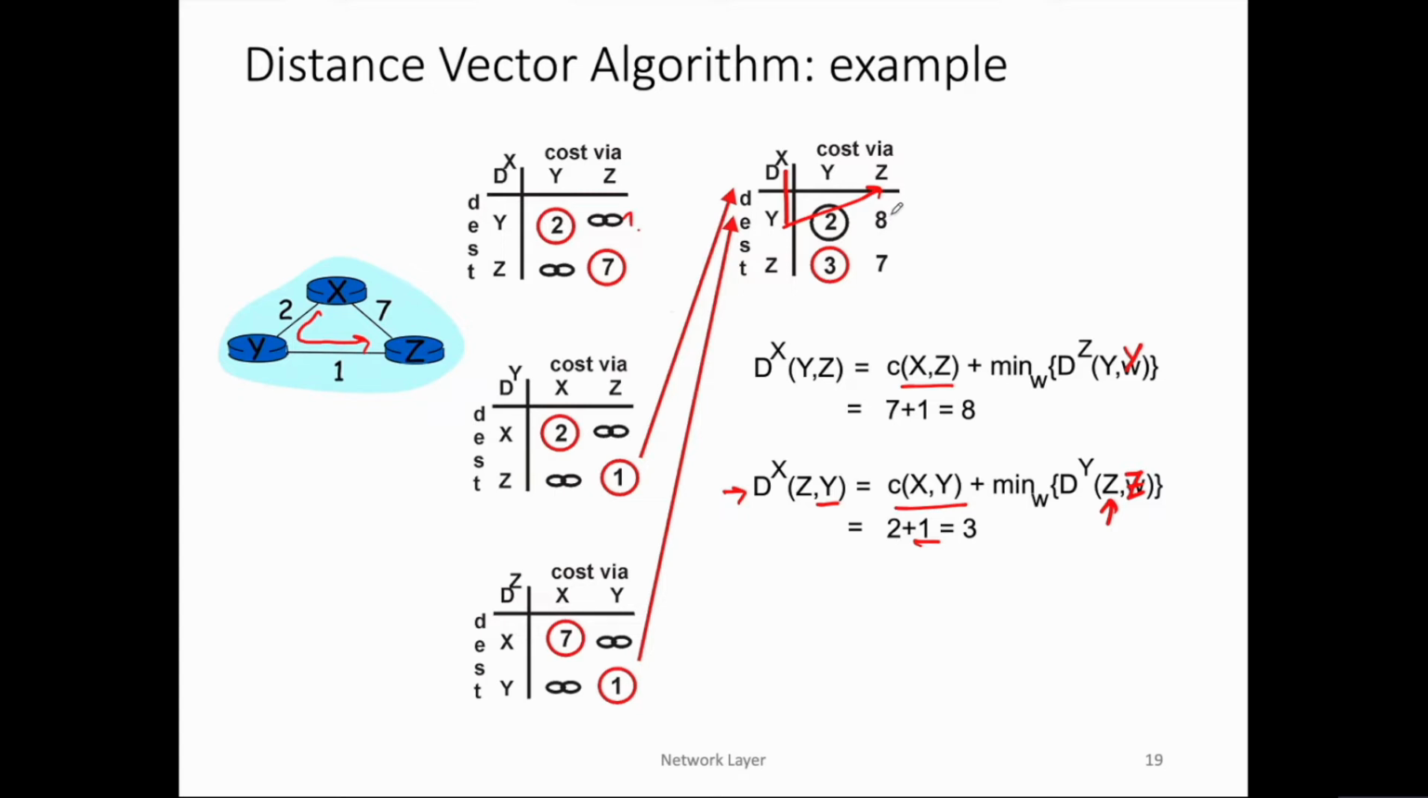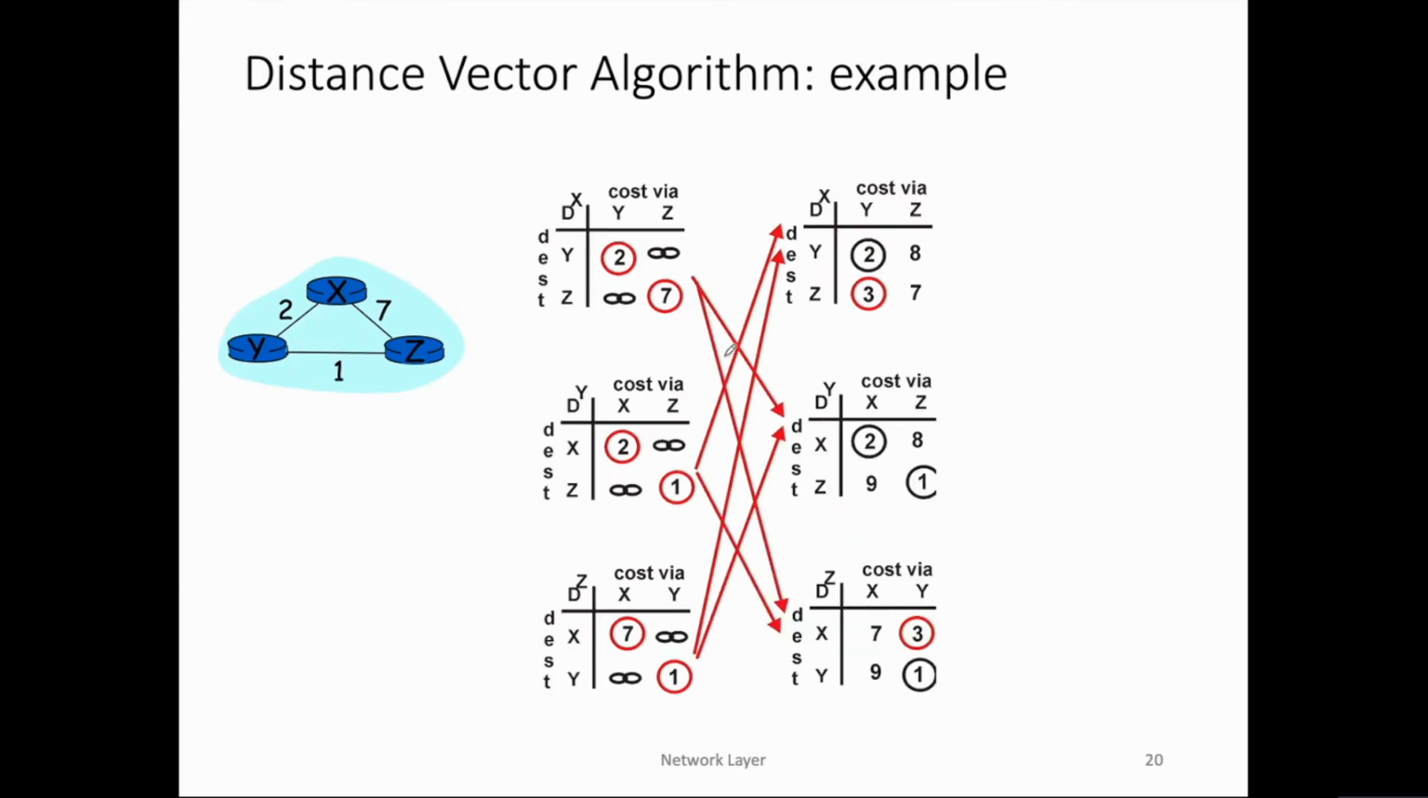So we have a cost update here, but obviously this is not the least cost, right? So still 2 is the least cost, because 2 is less than 8. And similarly, in order to calculate the table of Y, Y will receive updates from X and Z, right? And for the calculation of Z's table, Z will receive updates from X and Y, right?